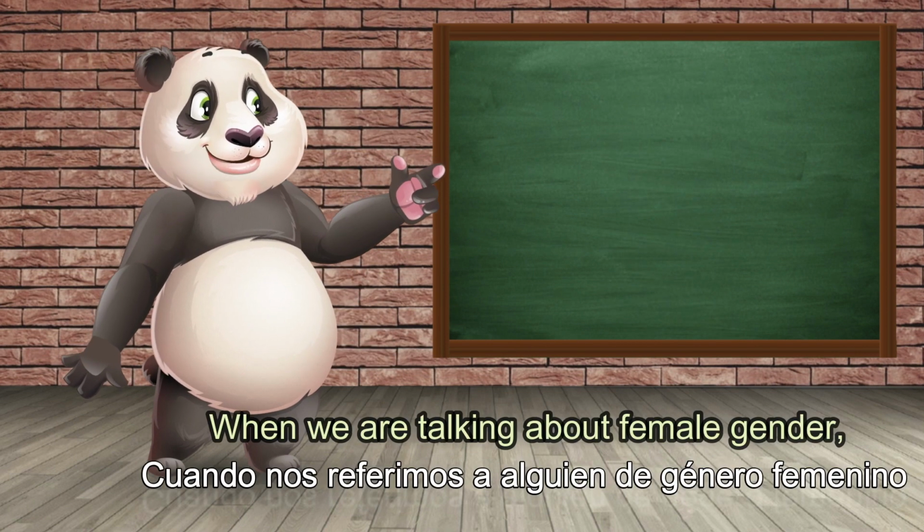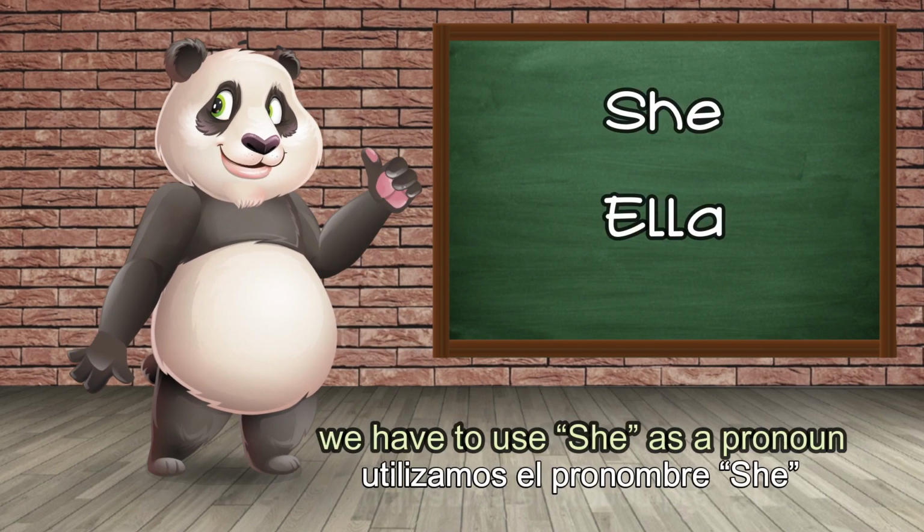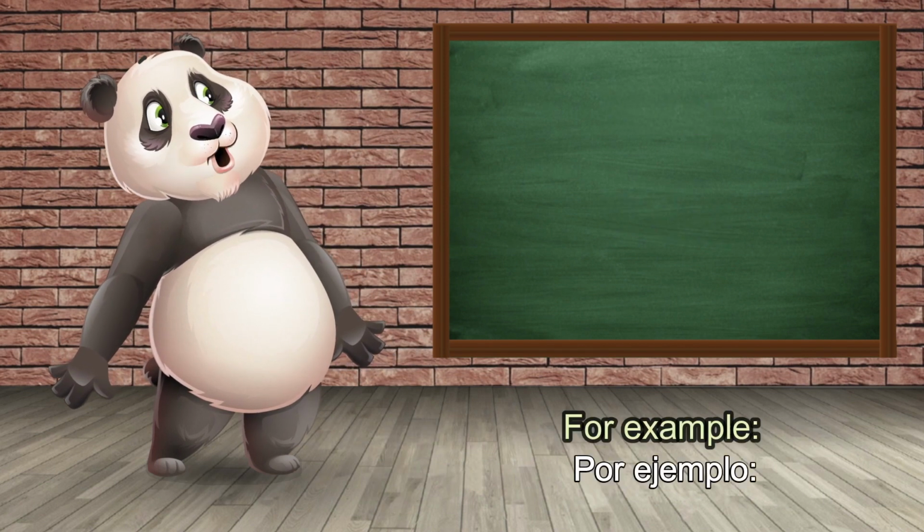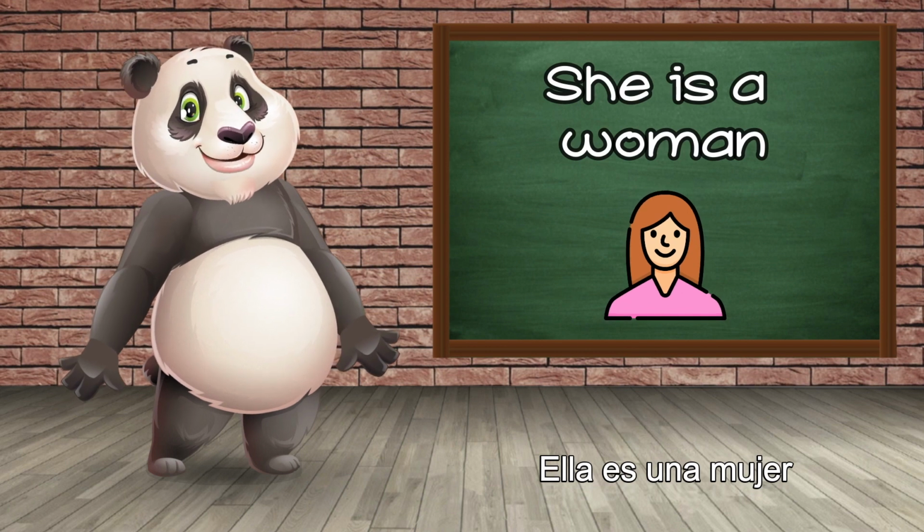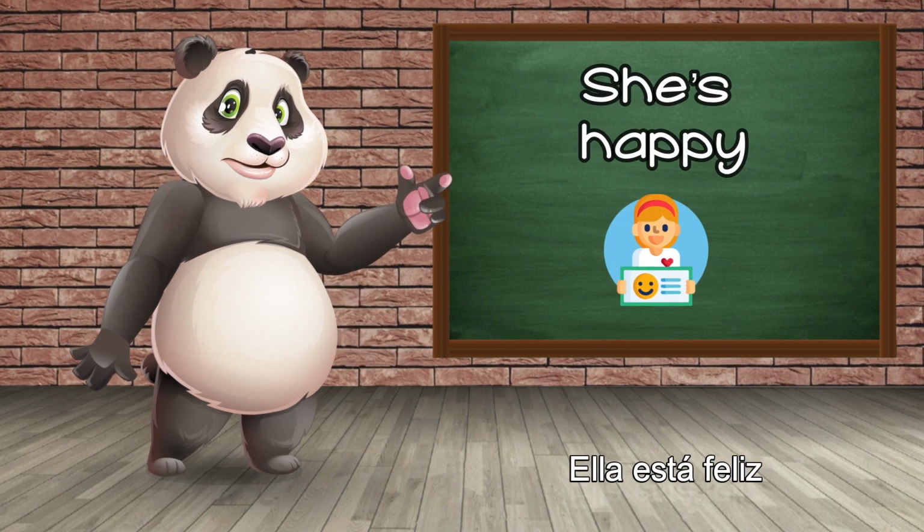When we're talking about female gender, we have to use "she" as a pronoun. For example, she is a woman. She is small. She is happy.